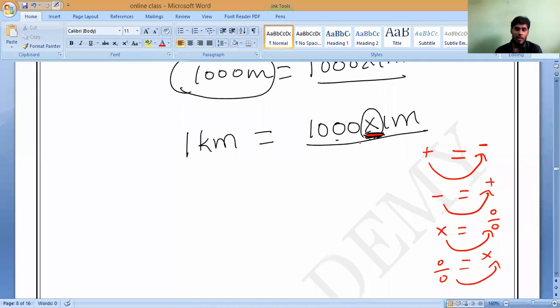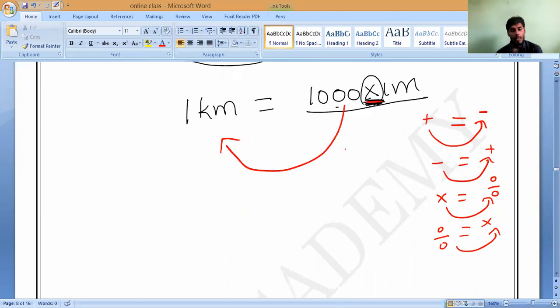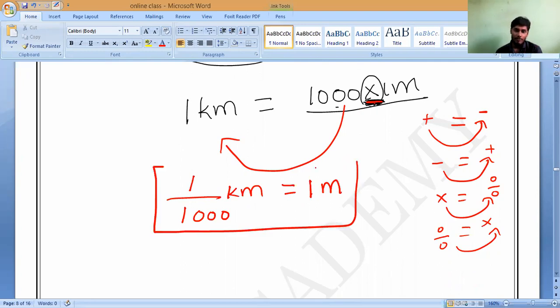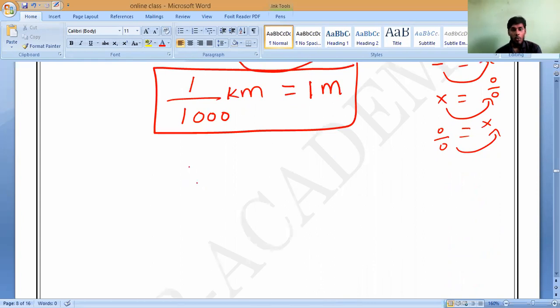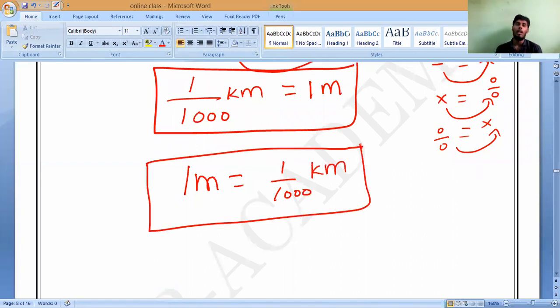Now same way you tell me. 1,000 is in multiplication here, it will come this side. What will it become? 1 by 1,000. Correct or not? 1 by 1,000 kilometers is equal to how many meters? 1 meter. Do you understand, all of you? So 1 meter is equal to 1 by 1,000 kilometer. If you understand only, I will move.